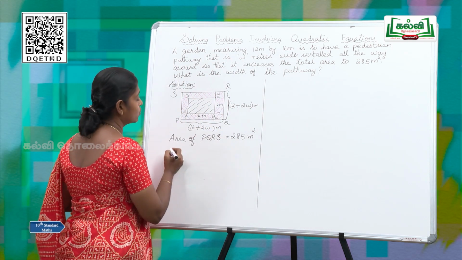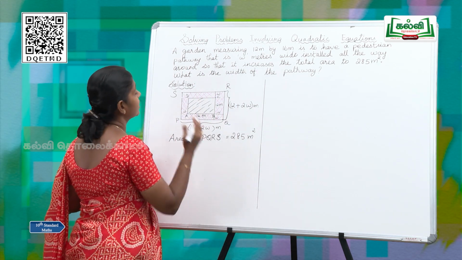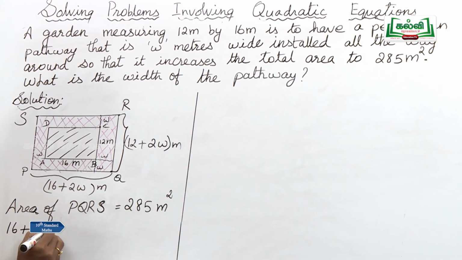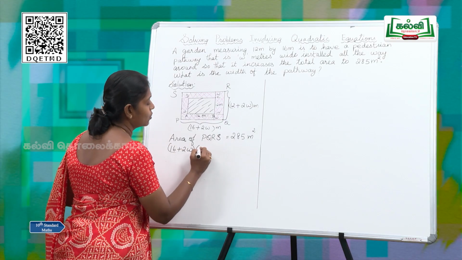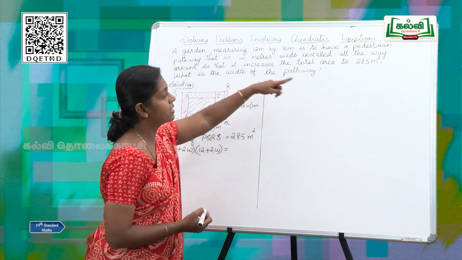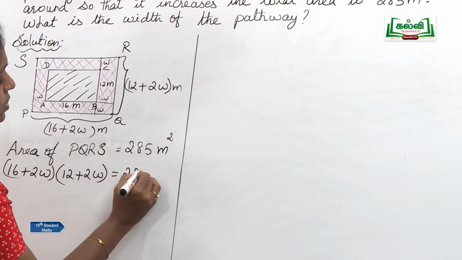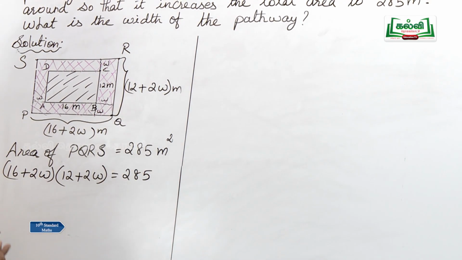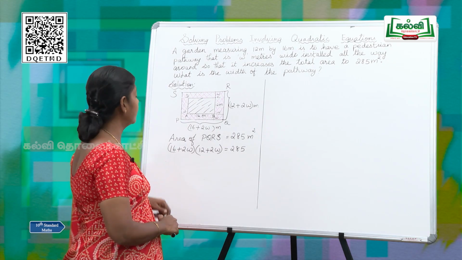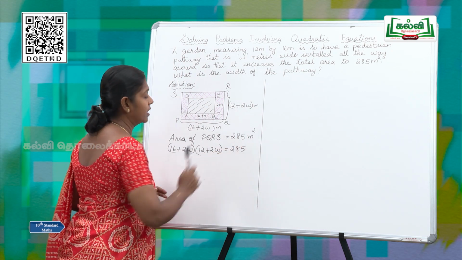PQRS. So, what is the area of PQRS? It is in the shape of a rectangle. So, length into breadth. That means (16 plus 2 omega) into (12 plus 2 omega). That area is already given in the question, which is equal to 285. We should take only the numbers, not the dimensions, that means not the units. Now we have the area of PQRS, which is equal to 285 meters squared.